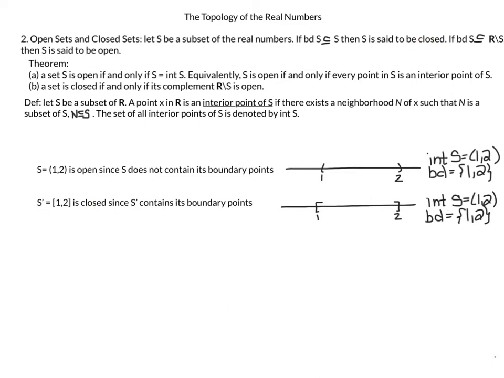Second, let's look at this theorem. A set is open if and only if S is equal to the interior of S. Well, here's interior, here's S, and they are equal, and it is open. A set is closed if and only if the complement of S is open. So in this case, we're going to have to look at the complement of S, which will look like this and like this, and it would be open. So that would mean, by this definition, S is closed.